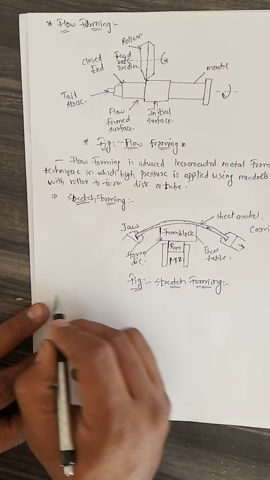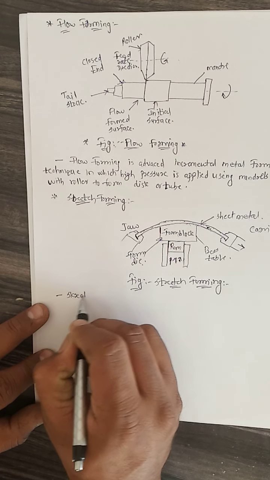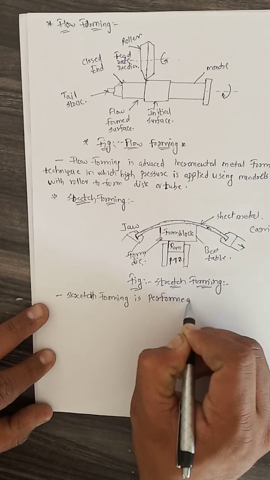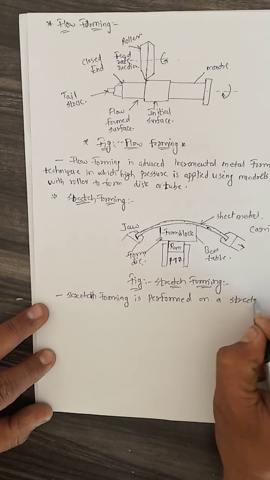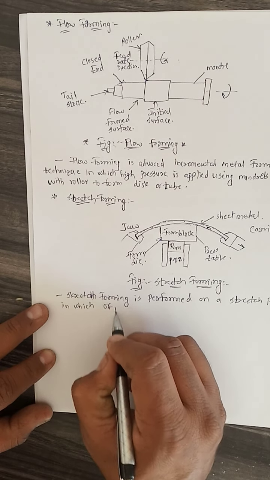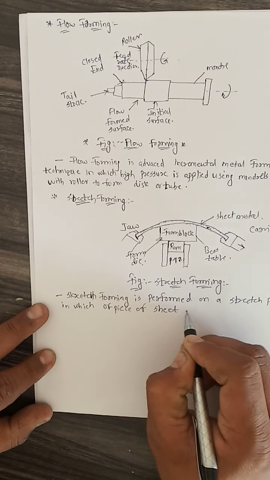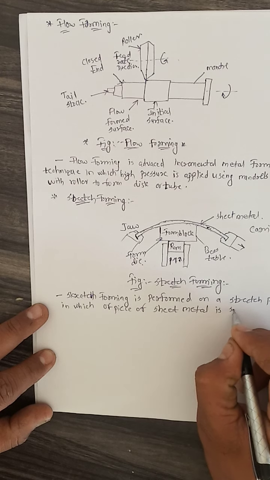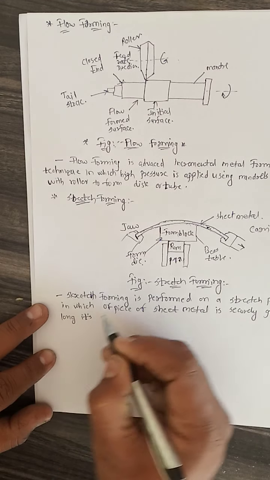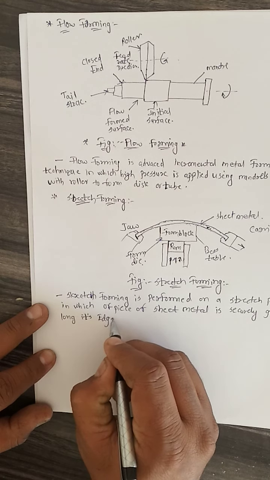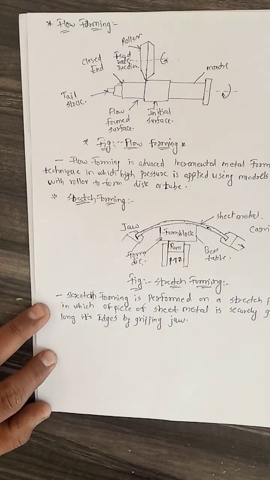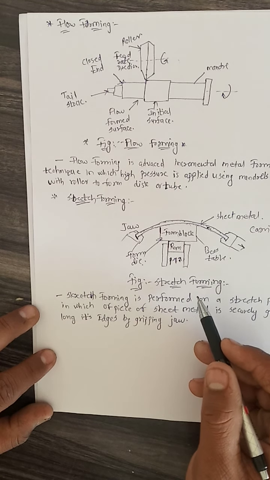Now, stretch forming is performed on a stretch press, in which pieces of sheet metal are securely gripped along its edges by gripping jaws. This is how stretch forming is used.